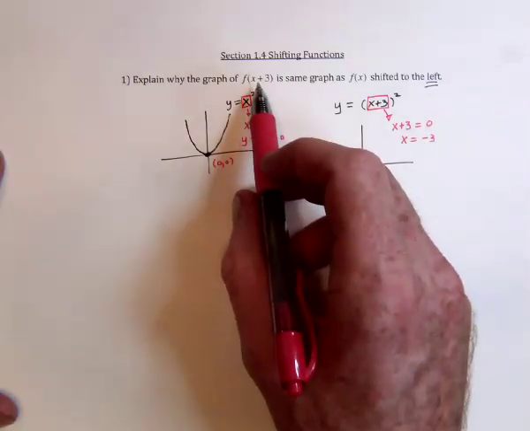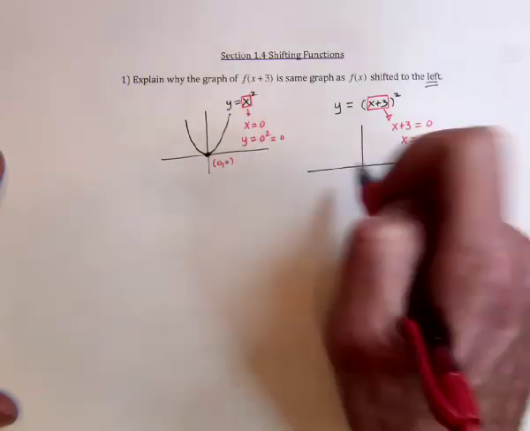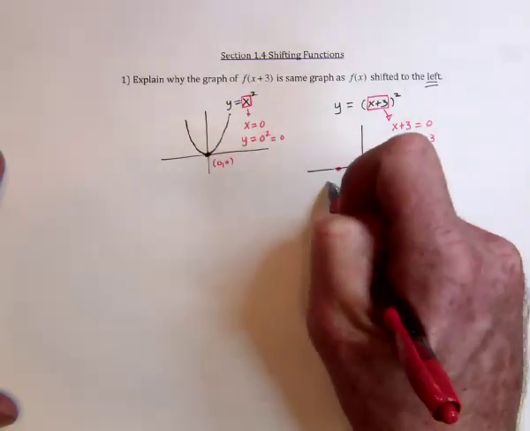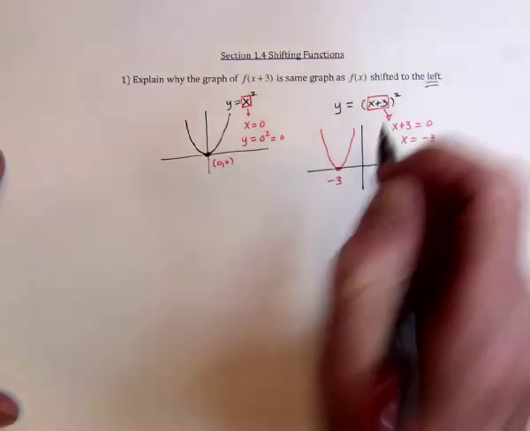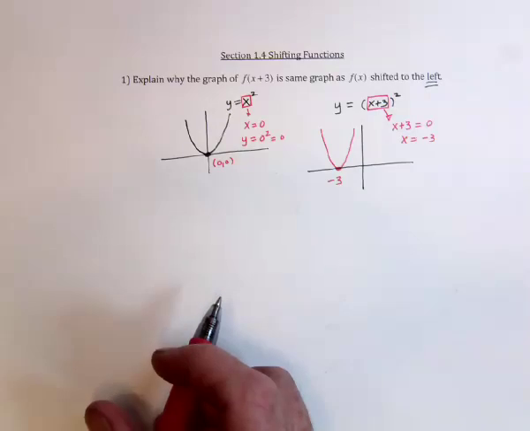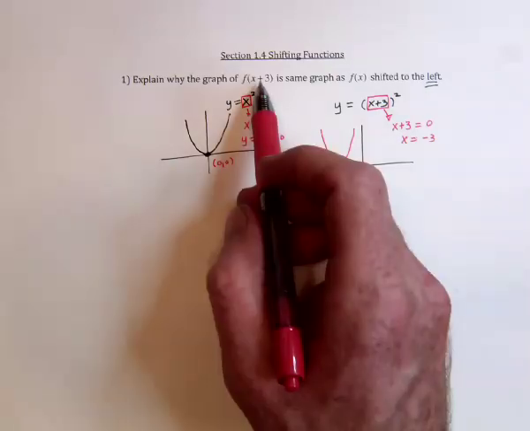So it's this step right in here that causes us to actually do the opposite. When this in parentheses says x plus 3, we actually shift to the left by 3. And there would be the parabola shifted to the left. Likewise, if this said x minus 3, then we would shift to the right.